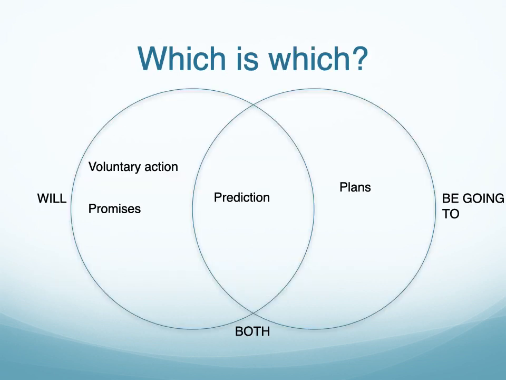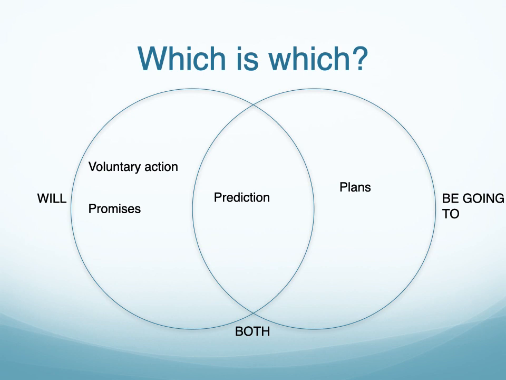So now that we've looked at the forms of will and be going to, how to put them together, we need to decide in which situation do we use each one. So which is which? I've made a Venn diagram here. On the left, we have the situations that we use will. That's going to be voluntary actions and promises. We're going to look into these in detail in just a second. I just wanted to lay them out for you before we begin. So will we use for voluntary actions and promises.